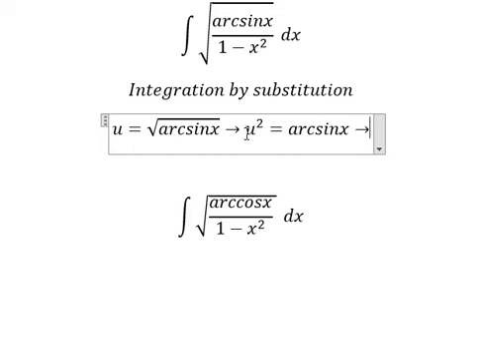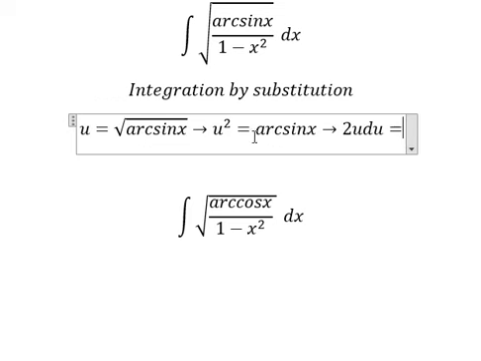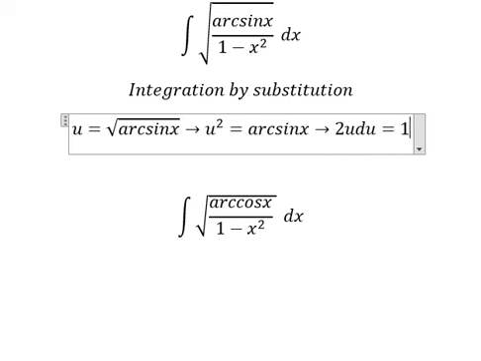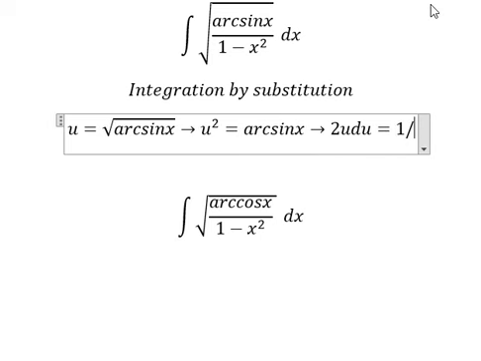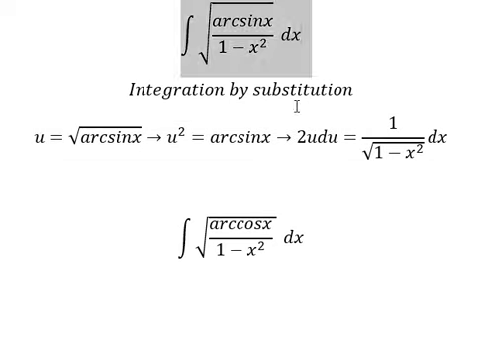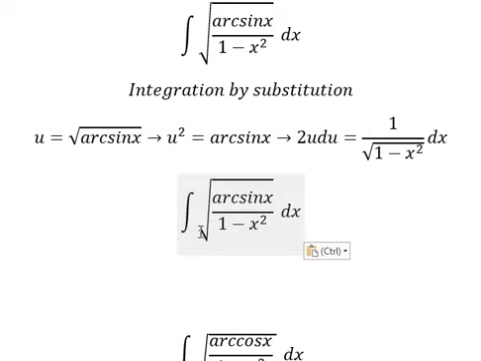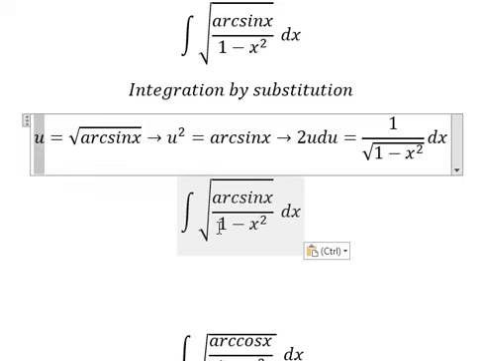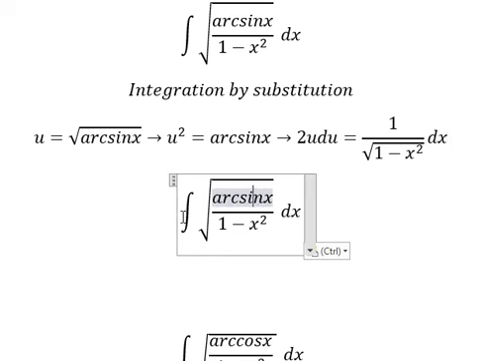Next, we need to do first the derivative for both sides. This one we got to u. This one we have 1 over the square root of 1 minus x squared. So the square root of arcsin x, that is u, and dx over the square root of 1 minus x squared, that is 2u du. So we have like this.